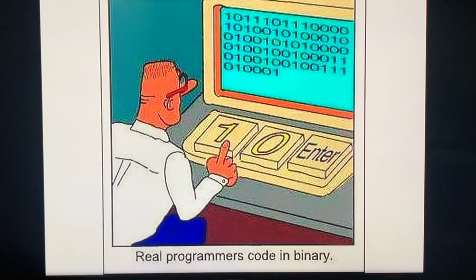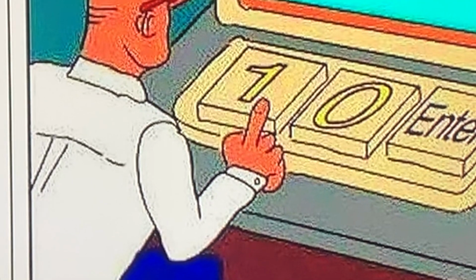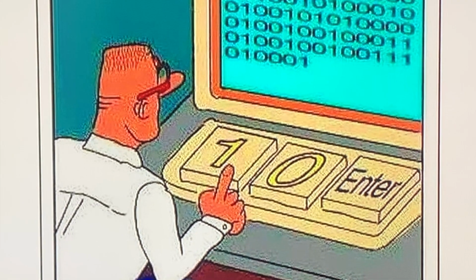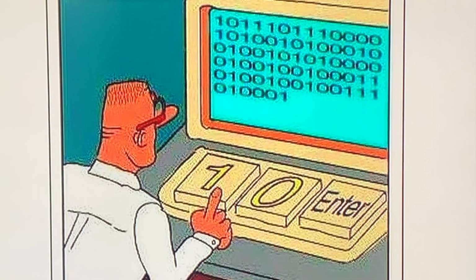Real programmers code in binary. 1011101. This is so hard for me.